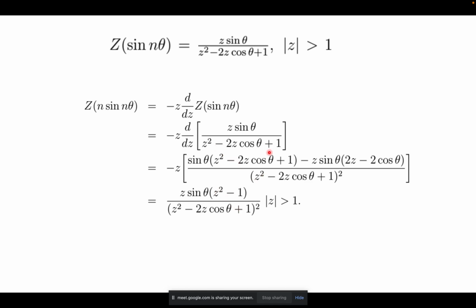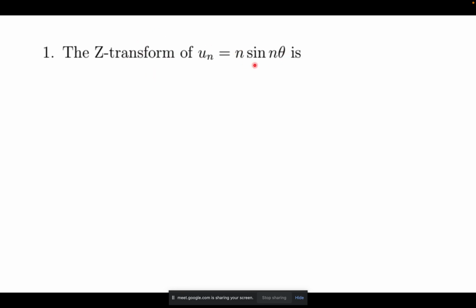Then I can simply rewrite this equation like this, and this gives you the z transform of n times sin nθ. So you see, if you know the z transform of the sequence sin nθ, then you can easily solve this problem by calculating the z transform of n times sin nθ using the multiplicative property of the z transform. Okay, so this was the first question.